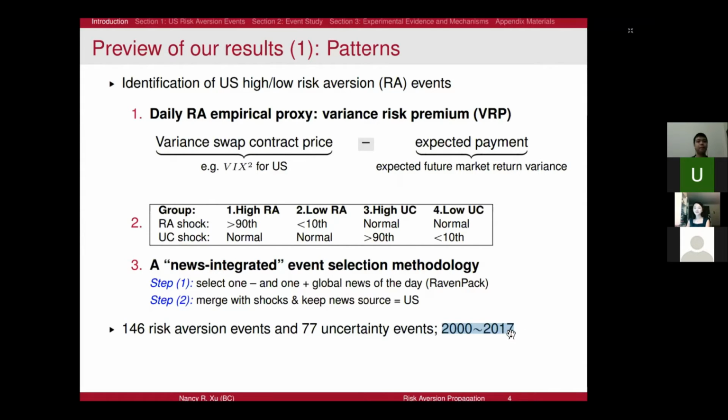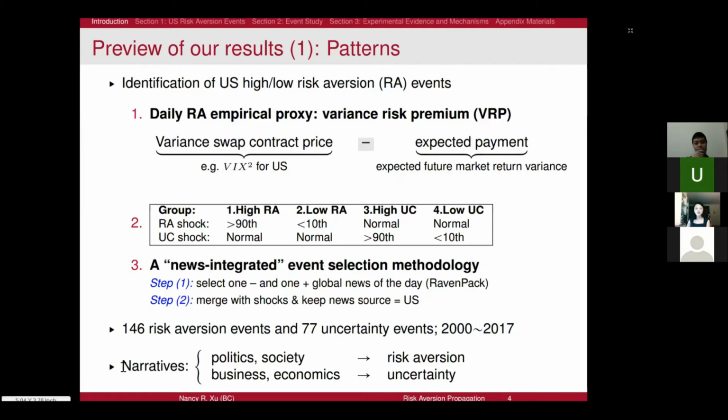There's no particular reason we stop at 2017, just because the project started in 2018. So I want to clarify, it's not data mining or anything like that. And just to increase the confidence about this identification, we found that, not surprisingly, business and economic news induces changes in the uncertainty a lot, whereas politics and society news change the risk aversion a lot. I think that's quite intuitive.